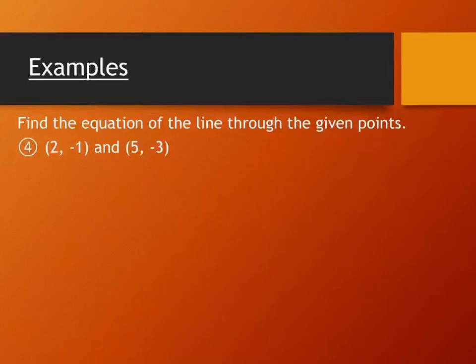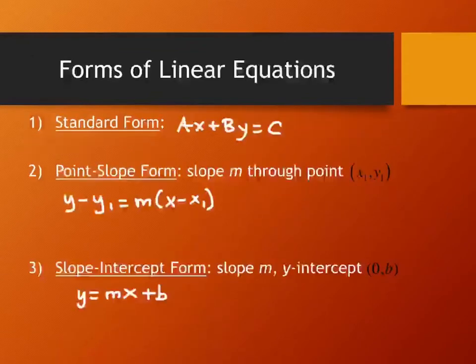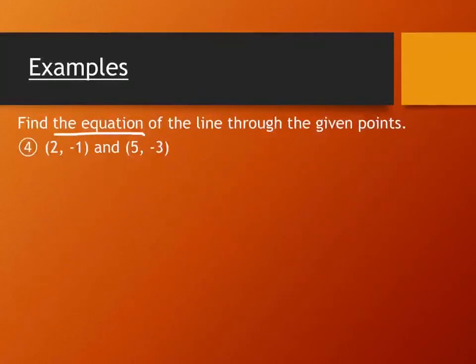All right, so let's do an example. Find the equation of the line through the given points. In some sense, the fact that it is the equation, that's fine. There is only one equation, but there are many forms of that equation. Unless you're given instructions otherwise, typically speaking, you're going to write it in slope-intercept form. That's the third form over here, y equals mx plus b, okay? So that's kind of going to be our default.